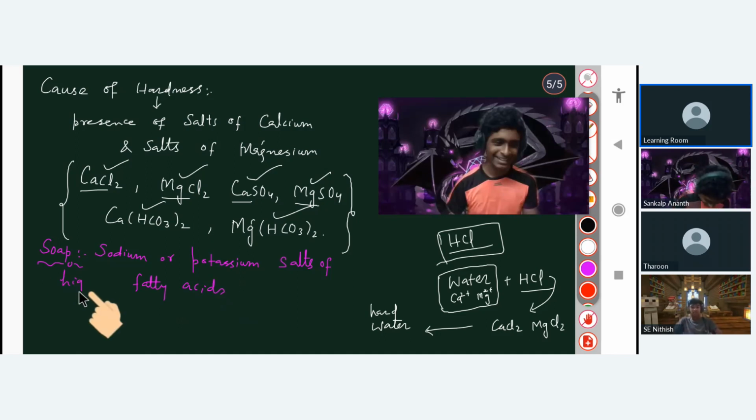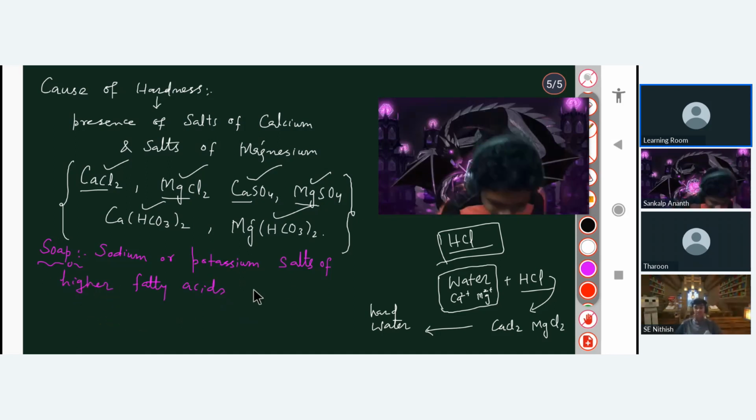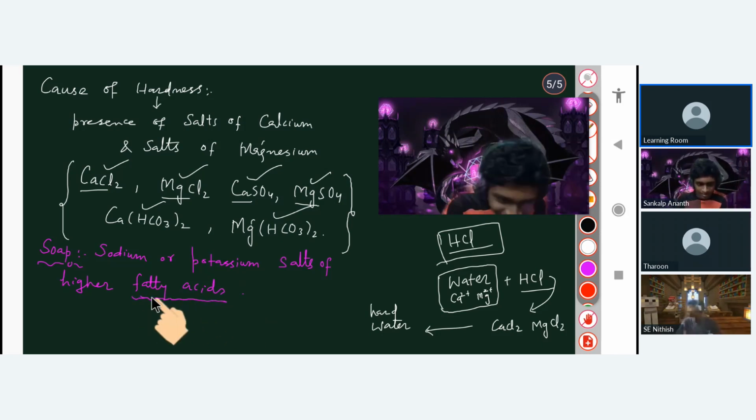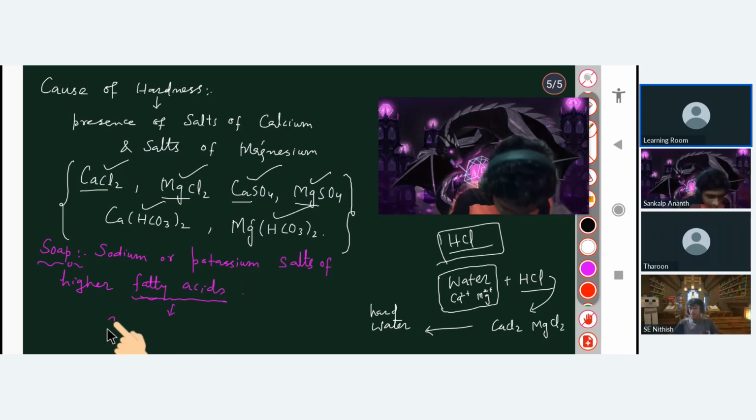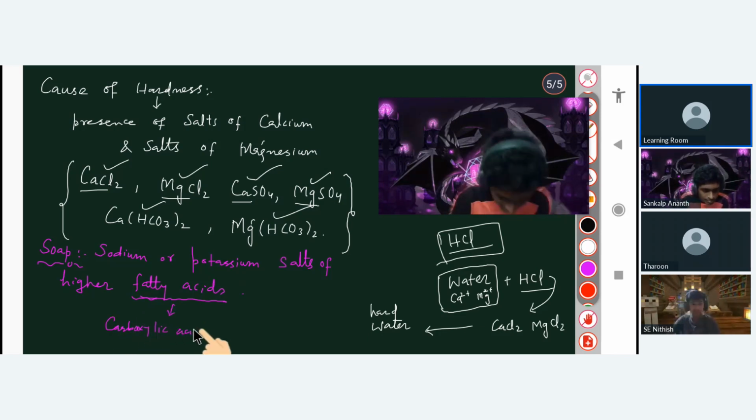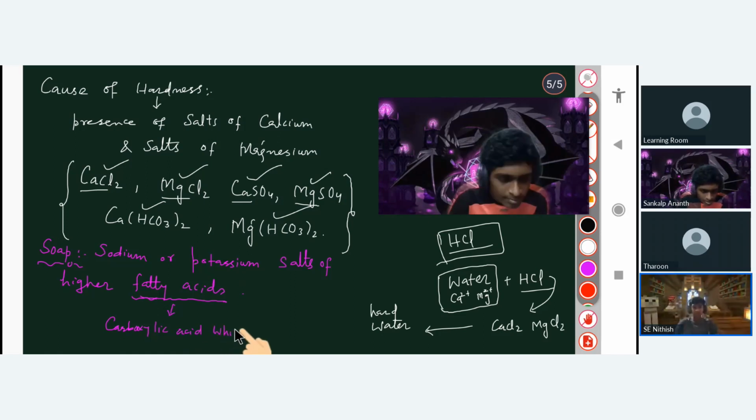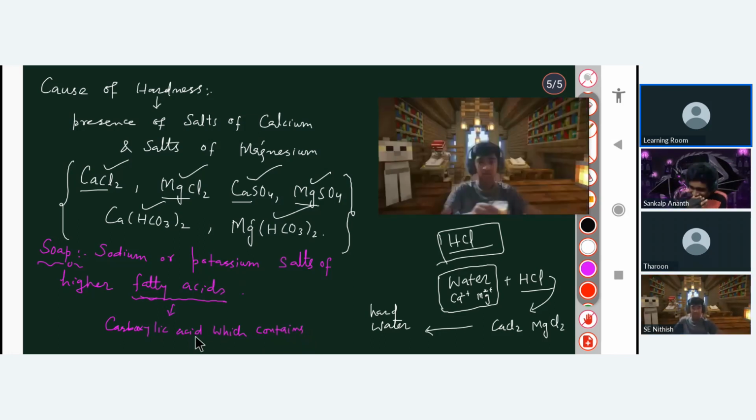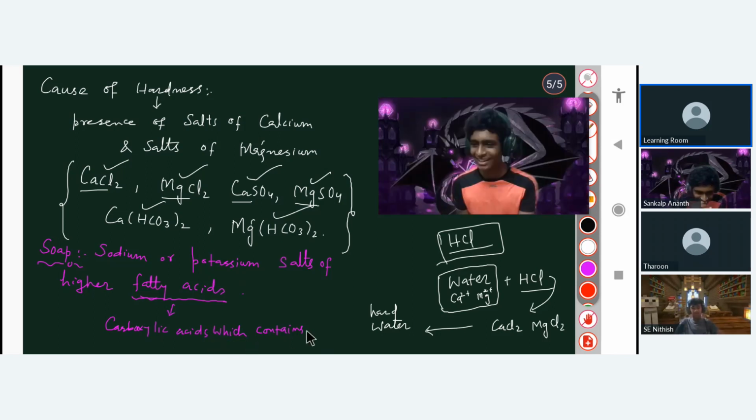Higher fatty acids. Sir, what is a fatty acid? Okay, I will tell you. Fatty acid is a carboxylic acid which contains a large number of carbon atoms in it. Fatty acids are carboxylic acids, like lemon, which contain more carbon atoms, not the hydrochloric acid in our stomach.